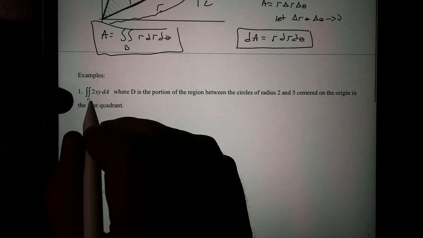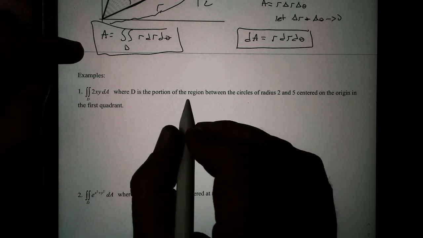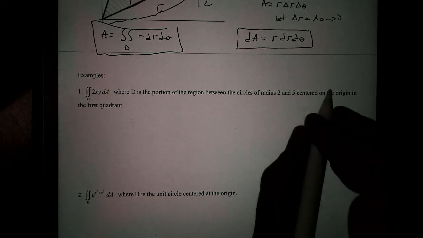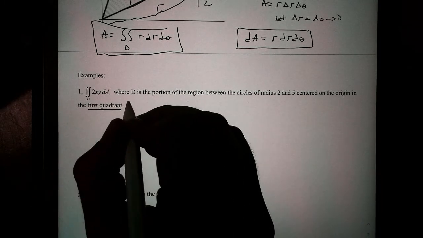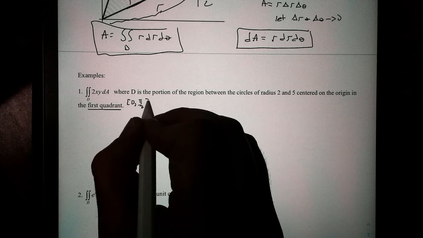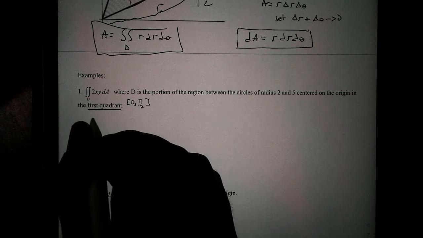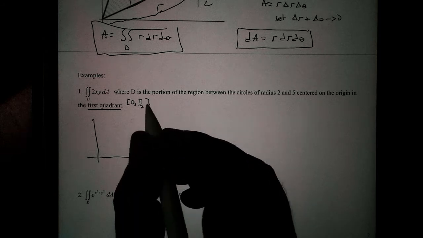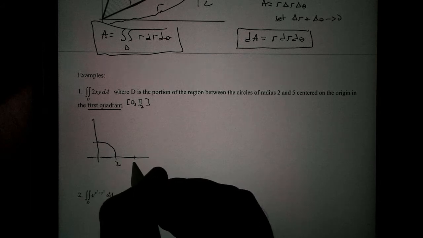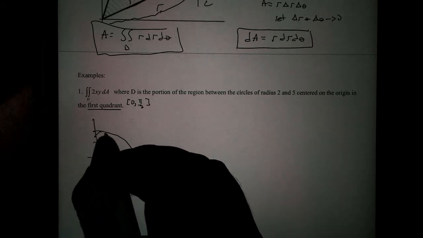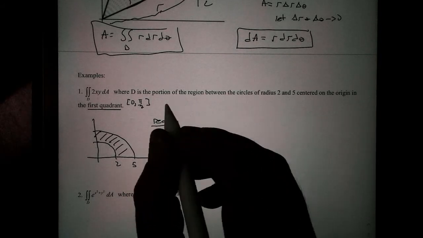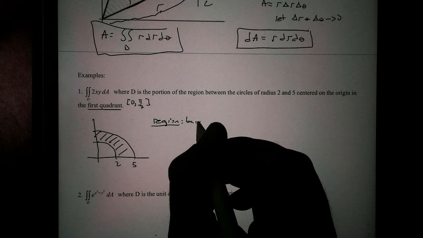Now the region that we're looking at, D here, is the portion of the region between two circles, one radius 2, one radius 5, centered at the origin in the first quadrant. Because we're in the first quadrant, that is kind of telling us our theta. Our change in theta goes from 0 to pi over 2. So if I look at that region, it's between radius 2 and radius 5, and we're looking at this little portion right here. So I can get my base region, which is going to give me my base right here.